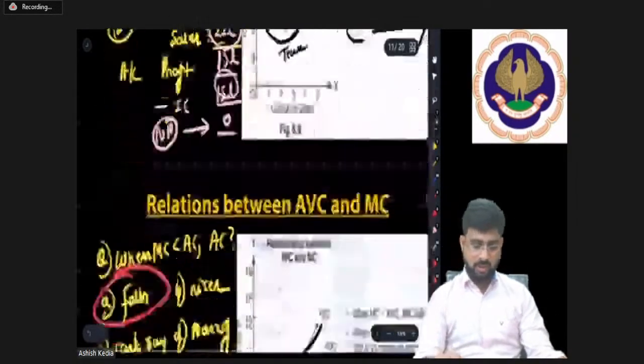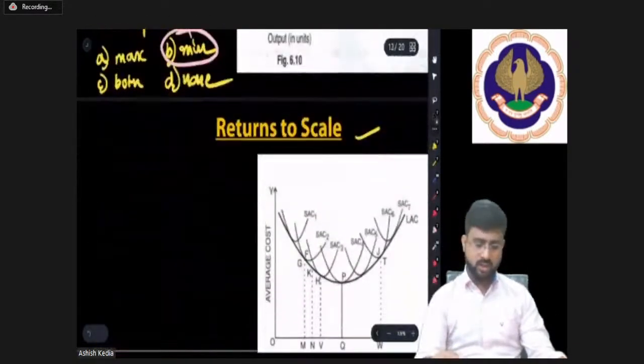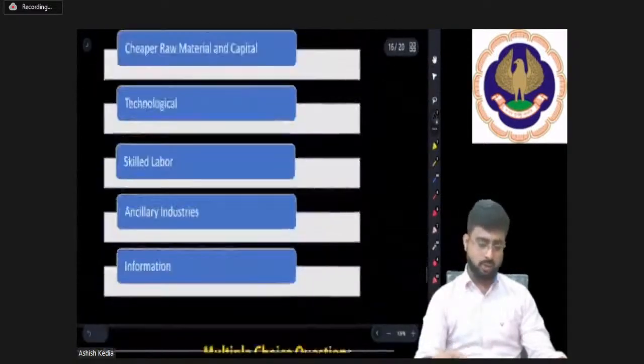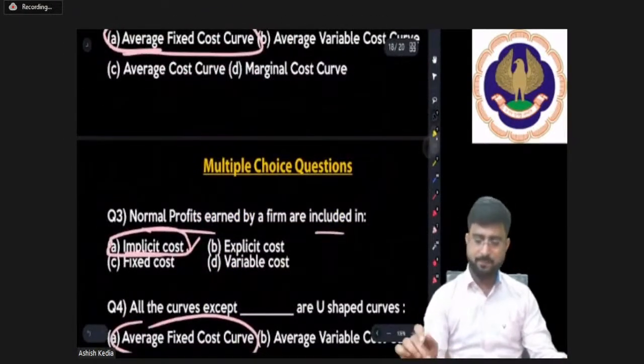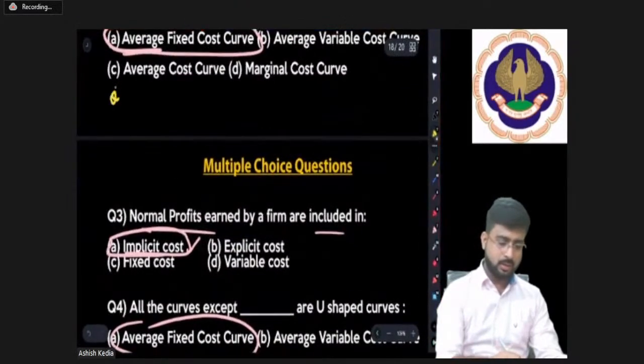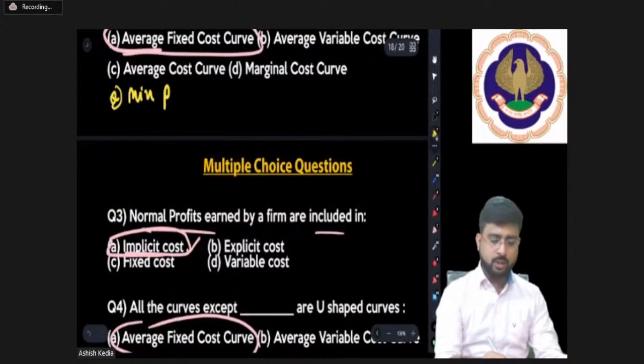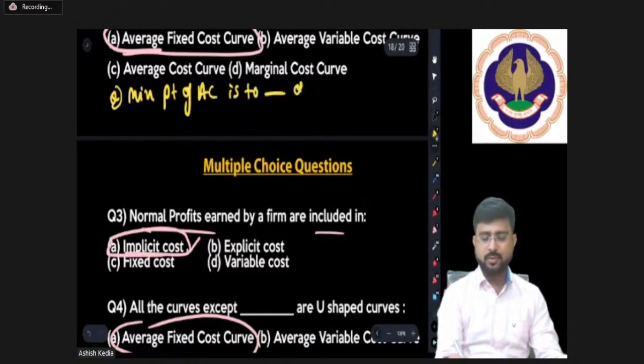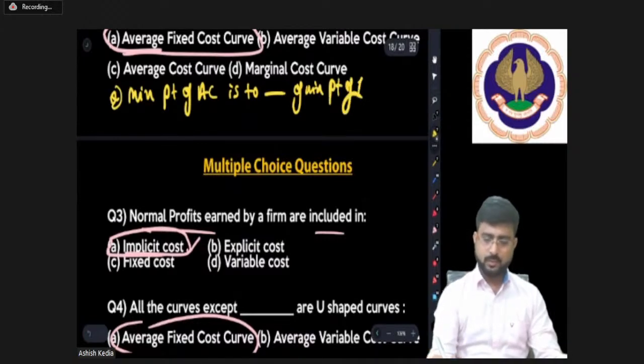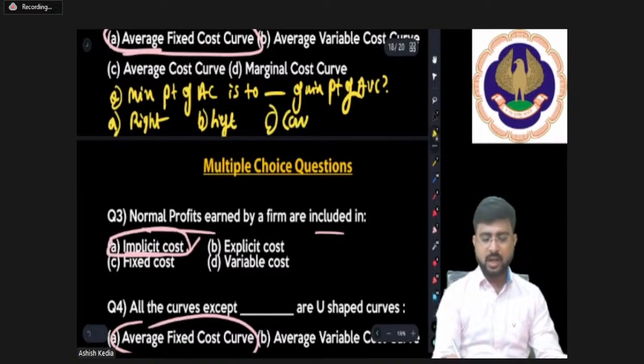Come on, one more question. Ye dil mange more. Let me ask you another question. Minimum point of AC is to the dash of minimum point of AVC. Option A, right. Option B, left. Option C, can't say. Option D, don't know.